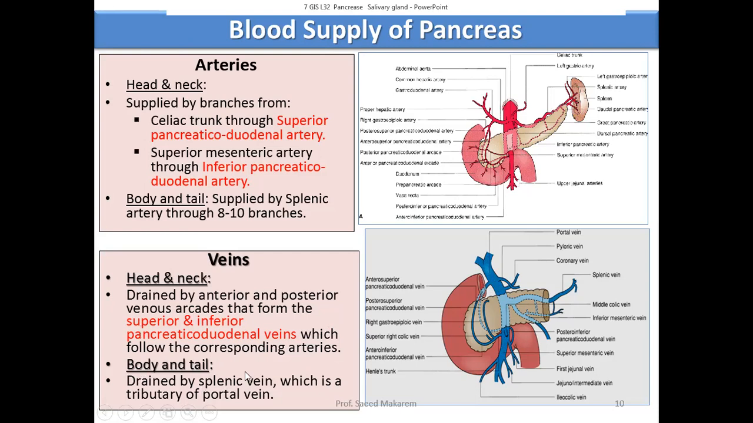Body and the tail are drained by the splenic vein, which is behind the pancreas, so that will be draining the body and the tail. Okay, which is a tributary of the portal. This splenic vein will join with the superior mesenteric vein to form the portal vein. So this splenic vein is a tributary of the portal vein. So the head and neck are drained by the superior and inferior pancreaticoduodenal veins, and the body and tail will be drained by the splenic vein. Okay, so the arteries and veins are very similar in terms of names.